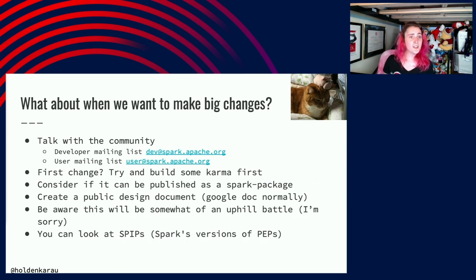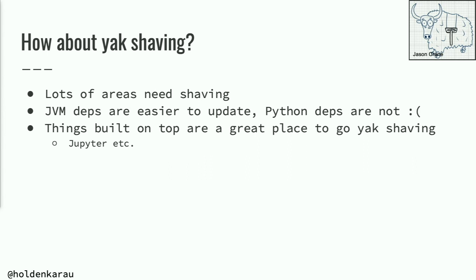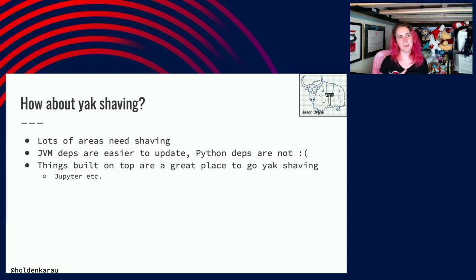If you want to make big changes in Spark, that's totally cool, but don't just show up with a pull request. Talk with the community, dev at, user at. Maybe don't start off with the big change as your first thing. There's a reason why starter issues are small. It's better to start small and grow to big. I'm not a mountain climber, but I'm pretty sure people start with smaller mountains first. Yak shaving, really great. There's a lot of yaks that need to be shaved. Python isn't the place to do it because of how we manage our dependencies, though.